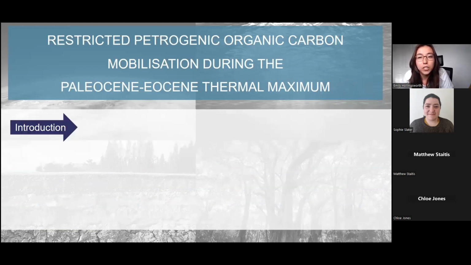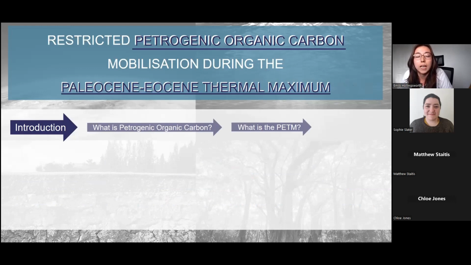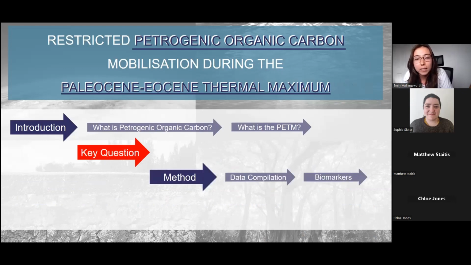So yeah, just to break down the structure of the talk, I'll begin by introducing some key background information, and I'll do this by breaking my title into two sections. Firstly, what do I mean by petrogenic organic carbon? And then also what is the PETM, although as this is a paleo group, I'll probably keep that section brief. And then I'll highlight what our key question was going into this study, how we went about it, and the actual exciting bit. Then I'll move on to what we uncovered.